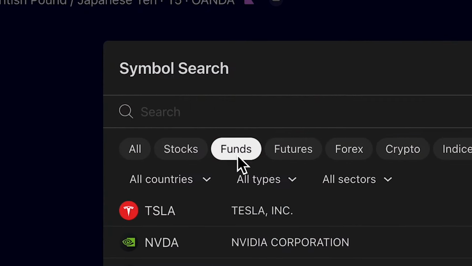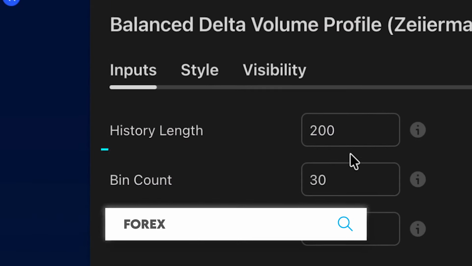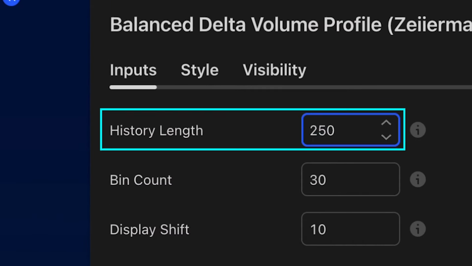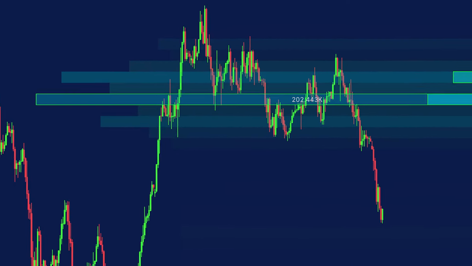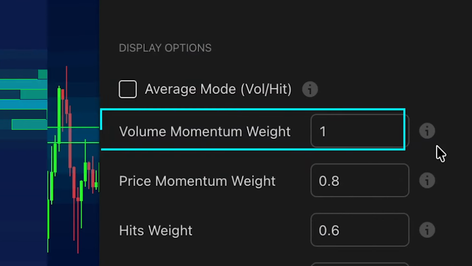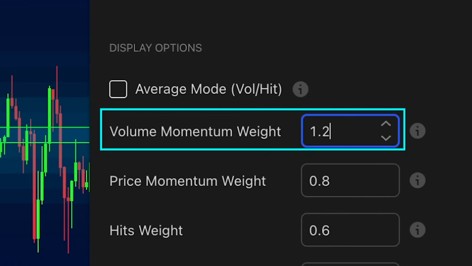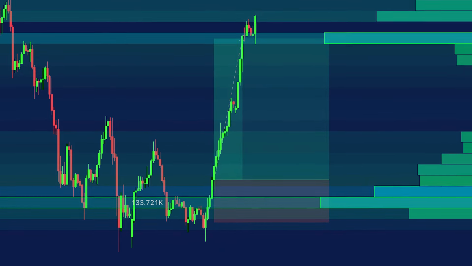Now, different markets require different settings for the best performance. For forex pairs, set history length to 250 bars and bin count to 35. Forex has cleaner two-sided flow during major sessions, so you can use more bins for detail. Set volume momentum weight to 1.2 to emphasize balanced zones, as forex institutions rarely show one-sided aggression.